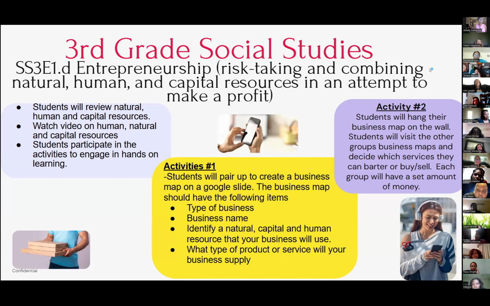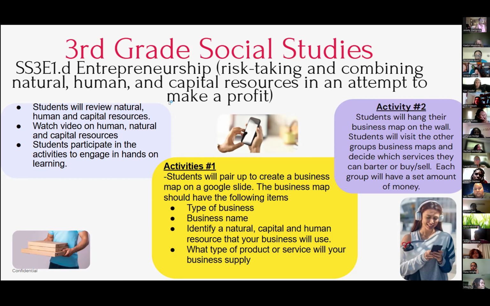First, the students will pair up to create a business map on a Google slide. The business map should have the type of business they're going to do and the business name. They will have to identify a natural, capital, or human resource that they used in their business, and what type of product or service their business will supply. So they could do a service or a product that they're going to sell.